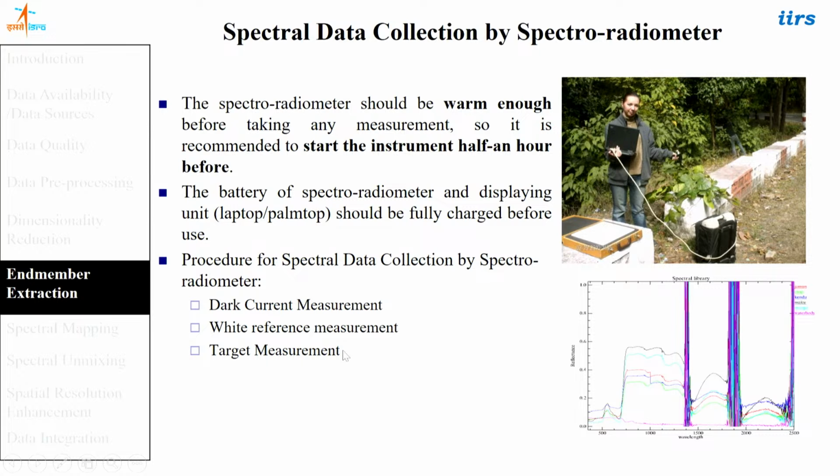Then after, you can go for white reference measurement, that is, you are doing the calibration, or you can say this is a baseline. And after that, when you do the target measurement, this will give you the reflectance curves. So here you can see the reflectance curve coming from this instrument, and in these particular wavelength regions you can see atmospheric absorptions.